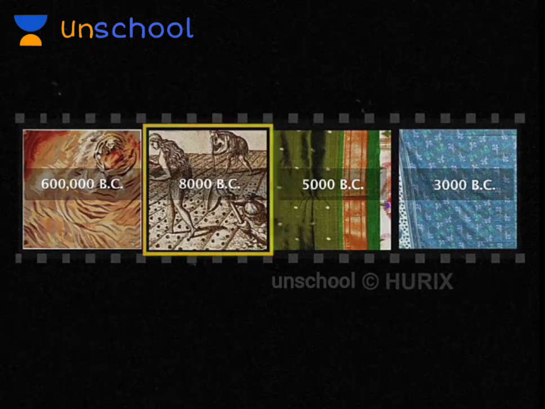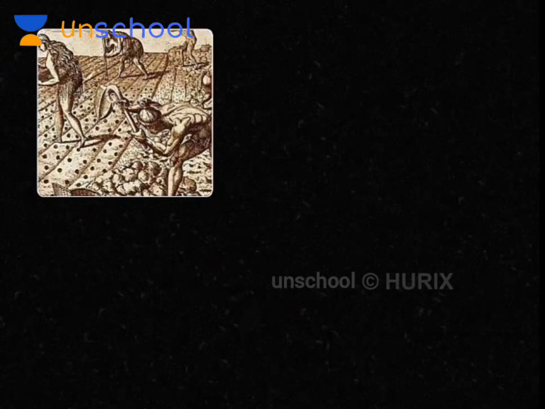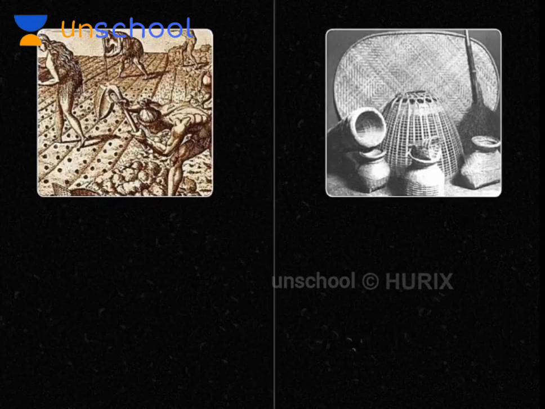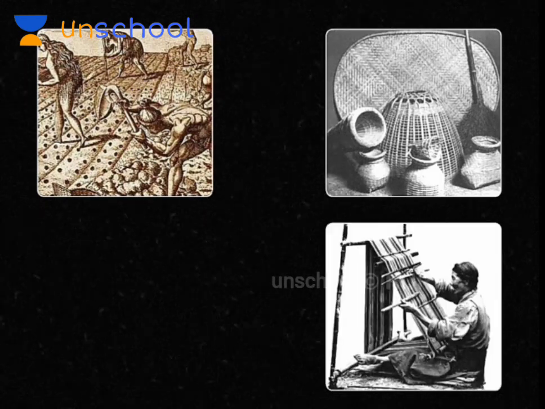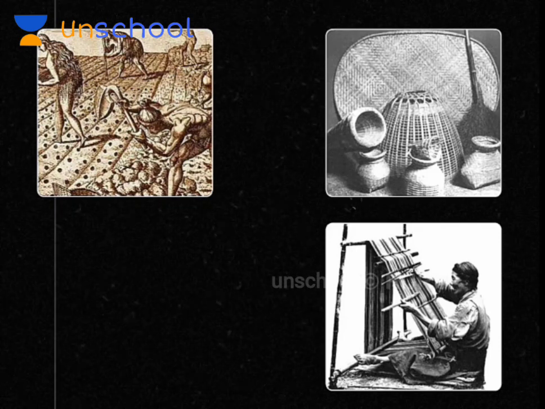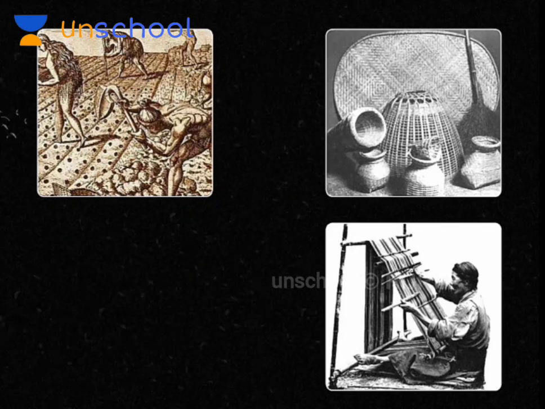Around 8,000 BC, people began settling in farming communities. They started making mats and baskets from twigs and grass. This was the beginning of weaving. Later, people started rearing sheep for the fleece.